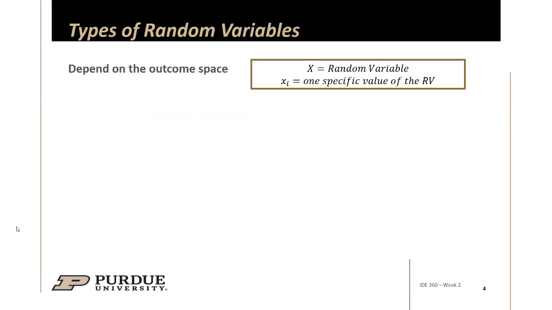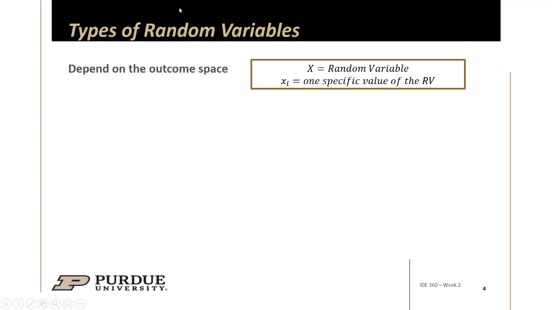There are different types of random variables, so in order to understand them, let's get familiarized with a little bit of nomenclature. We use capital letters to denote a random variable, just like in this case we're using X, and then we use lowercase letters for a specific value of the random variable. It denotes i because it's one of the options in the outcome space in particular.